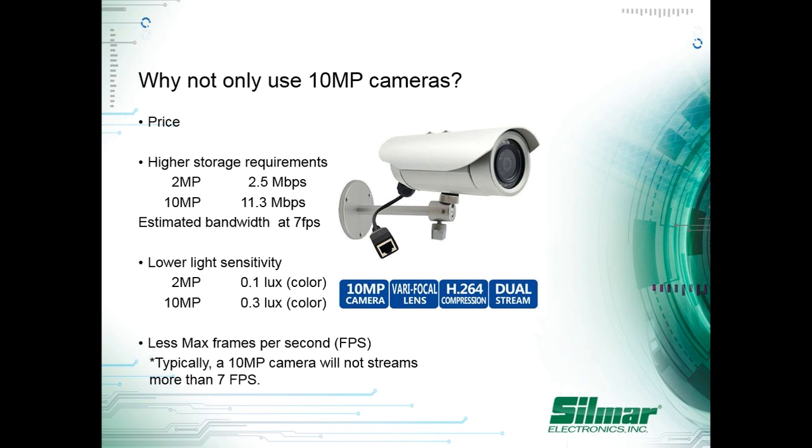And the last note we're going to go over is frames per second. The problem with high megapixel cameras is you're usually limited to a lower frames per second. So typically a 10 megapixel camera will not stream more than 7 frames per second. And that might not always work for your customers.